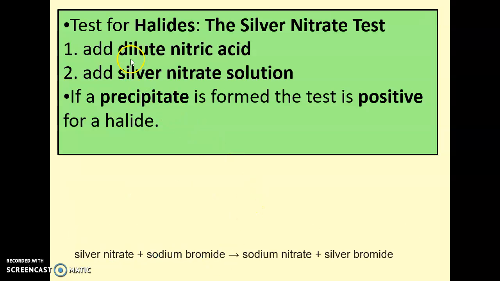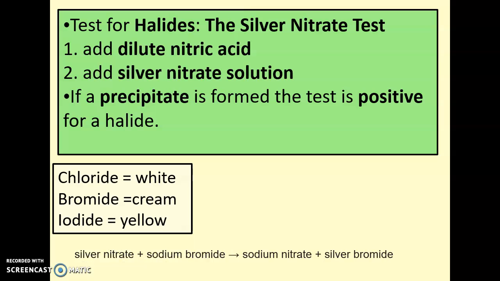Let us see how to test for halides. To test for halides, add dilute nitric acid followed by silver nitrate solution. If a precipitate is formed, then the test is positive for a halide. It shows the presence of halide. If you get a white precipitate, then chloride is present. If you get a cream precipitate or a pale yellow precipitate, it shows the presence of bromide. If you get a yellow precipitate, it shows the presence of iodide ions.